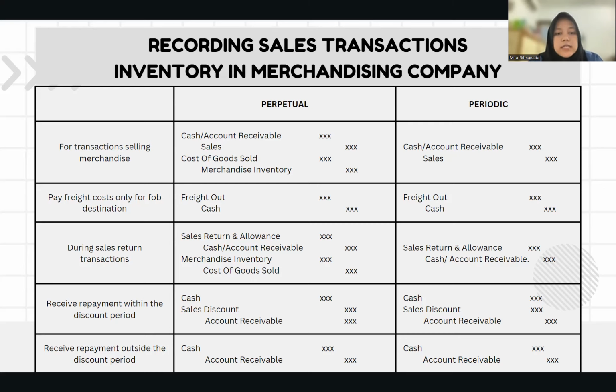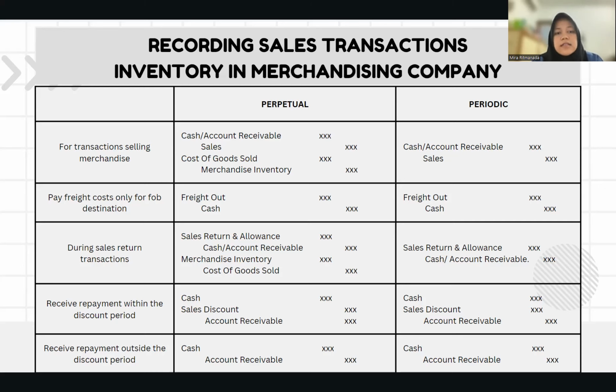In the periodic system, it will be recorded as cash or accounts receivable increasing on debit. Meanwhile, sales revenue will increase on credit. Paying freight costs only applies for FOB destination, and in both the perpetual system and the periodic system it will be recorded as freight out on debit, and cash will be reduced on credit.